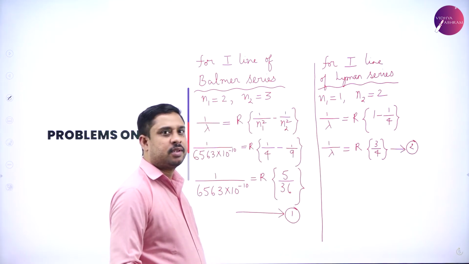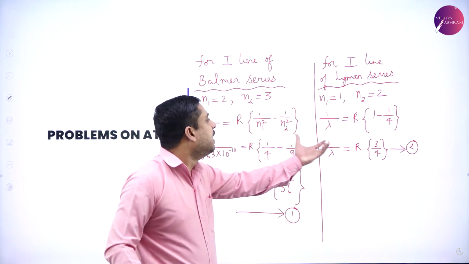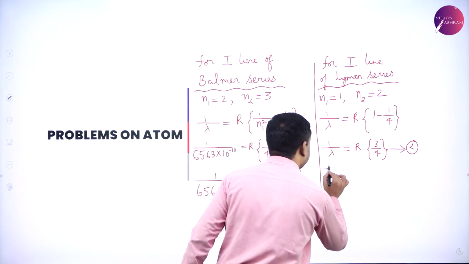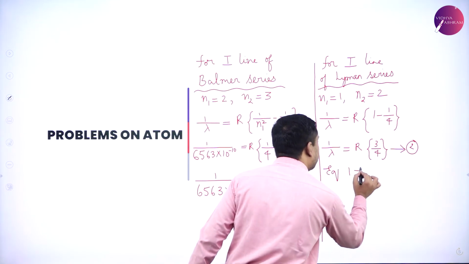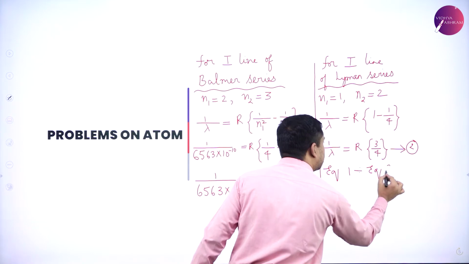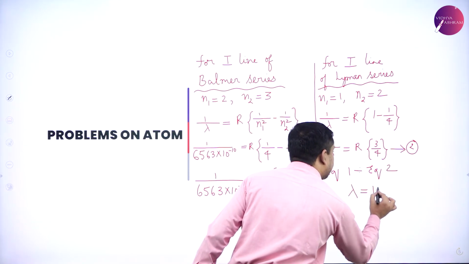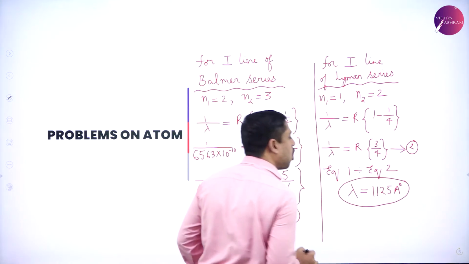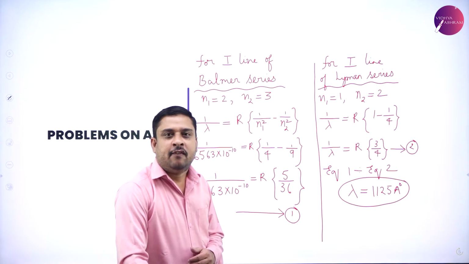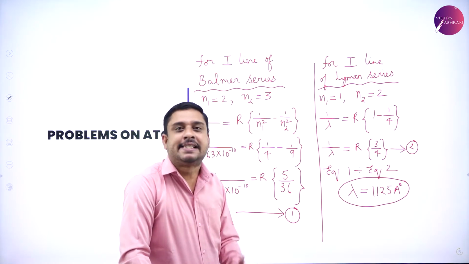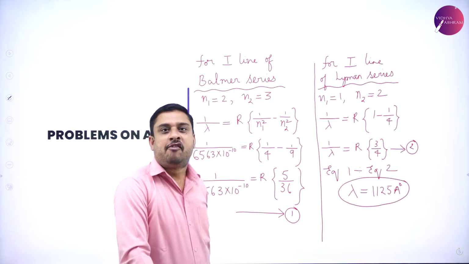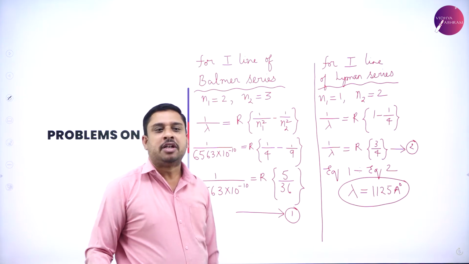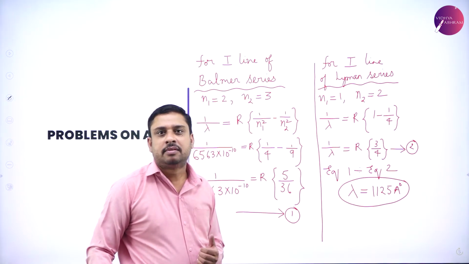Equation 2. Again I have equation 1, again I have equation 2. What will I do, students? Equation 1 divided by equation 2. Lambda turns out to be 1125 angstroms. So the wavelength of the longest line, first line of the Lyman series, is 1125 angstrom.